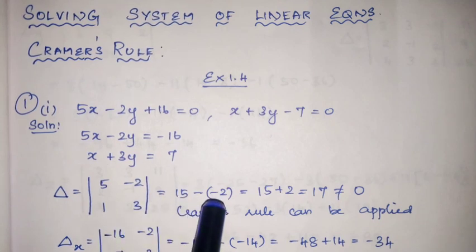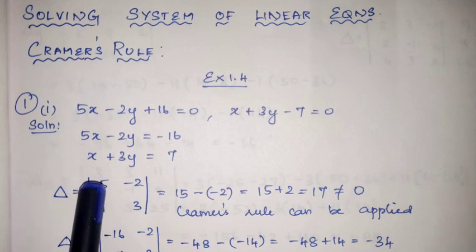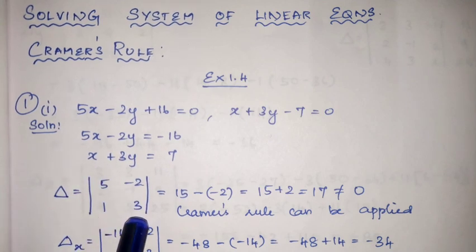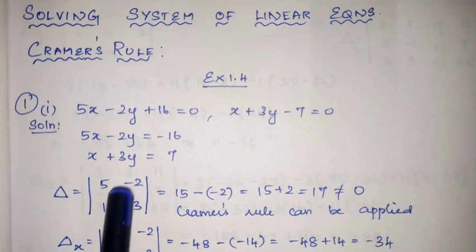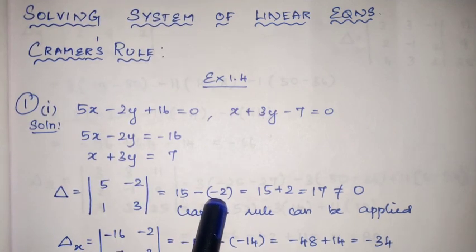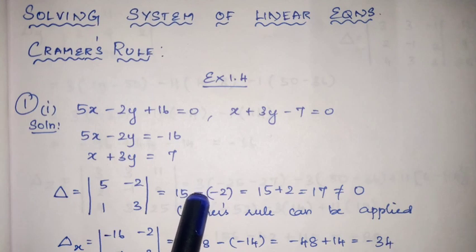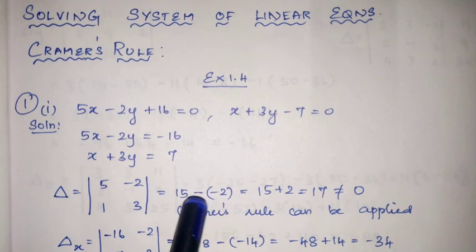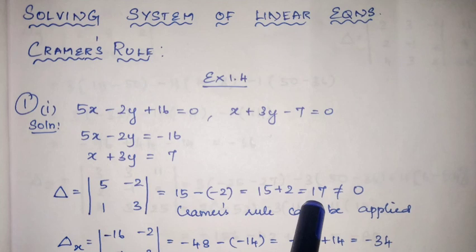Now you have to expand the determinant. How to expand the determinant? Very simple. Multiply the main diagonal elements, that is 5 into 3, which is 15. Put a minus, then multiply these two numbers, 1 into minus 2, which is minus 2. So 15 minus of minus 2 is 15 plus 2, which is equal to 17, which is not equal to 0.